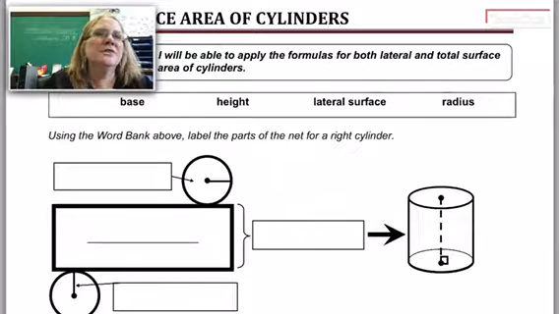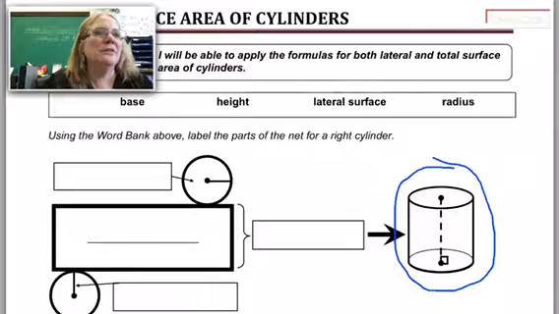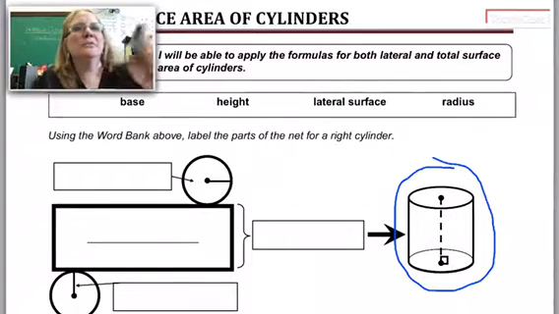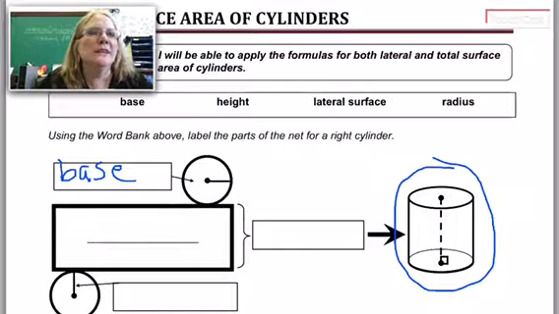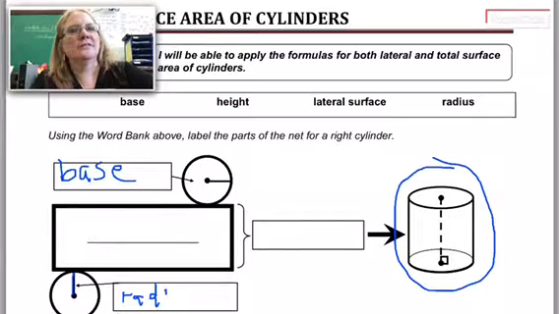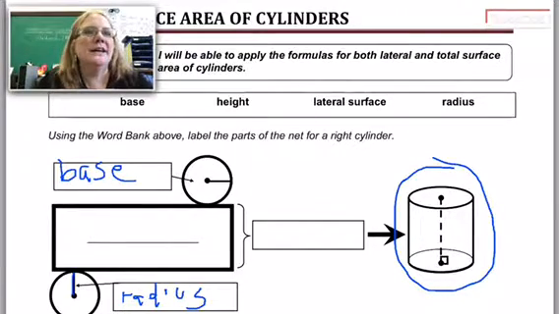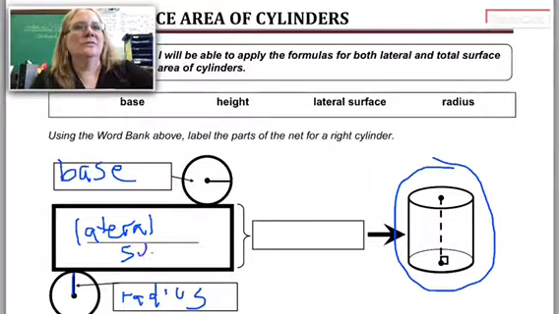This lesson is surface area of cylinders. If we look at the cylinder that's already in its three-dimensional shape, you can see that the top and the bottom are the bases, and the bases are circles. There are two congruent bases, and this line here is the radius. This area here is the lateral surface, which is in the shape of a rectangle.